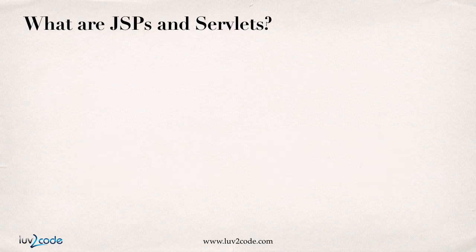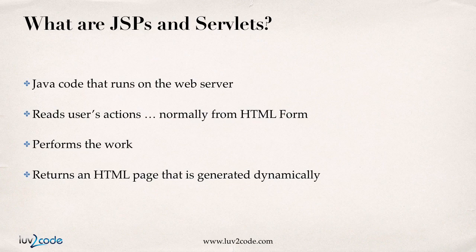So that's the next question here. What are JSPs and servlets? Well, JSP and servlets are basically Java code that runs on the web server. They can read user input, normally from an HTML form, and then they can perform the work, maybe talking to a database, talking to a web service, or whatever. And finally, they'll return an HTML page that's generated dynamically on the fly.